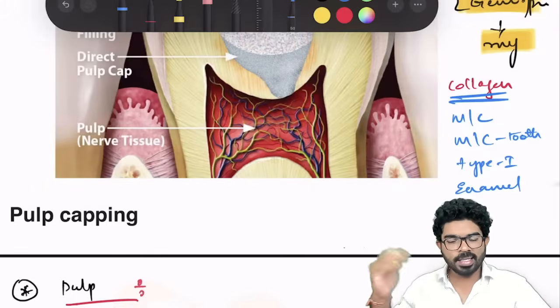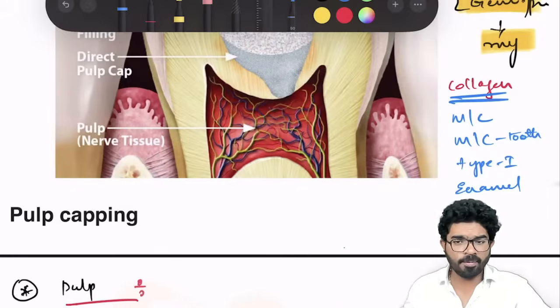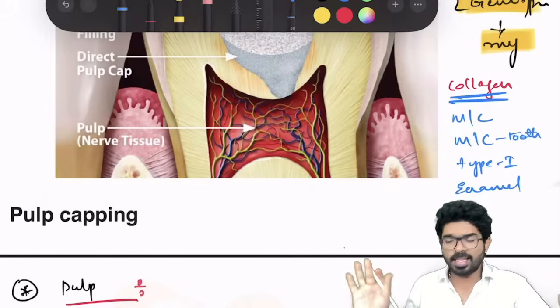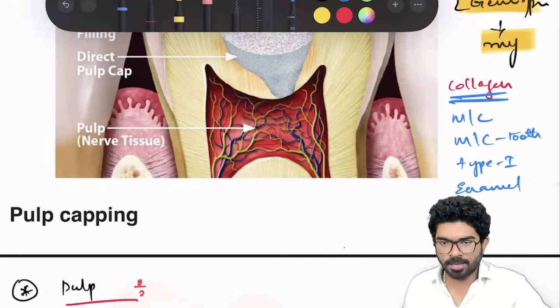Predominant collagen in dentin is type 1. Predominant collagen in cementum is type 1. Predominant collagen in pulp is type 1. Predominant collagen present in PDL is type 1. Predominant collagen which is present in alveolar bone is also type 1. Everywhere the answer is type 1 only. Type 1 is predominant. Now, I'll talk about exceptions.